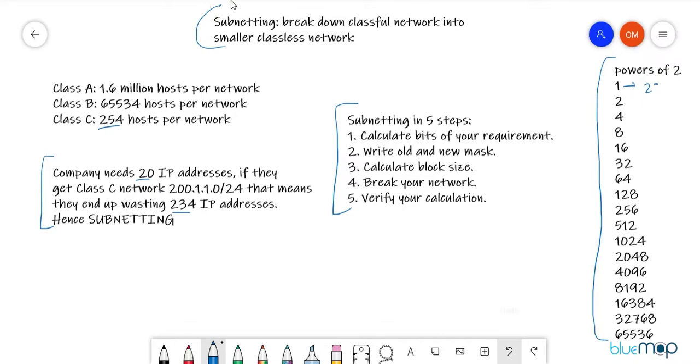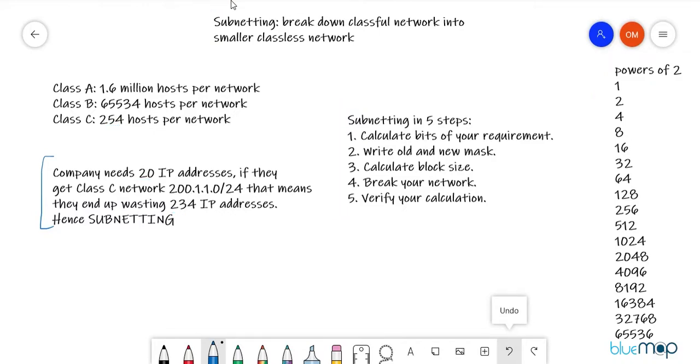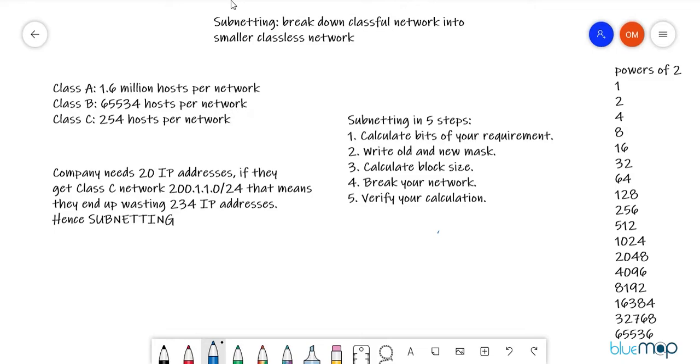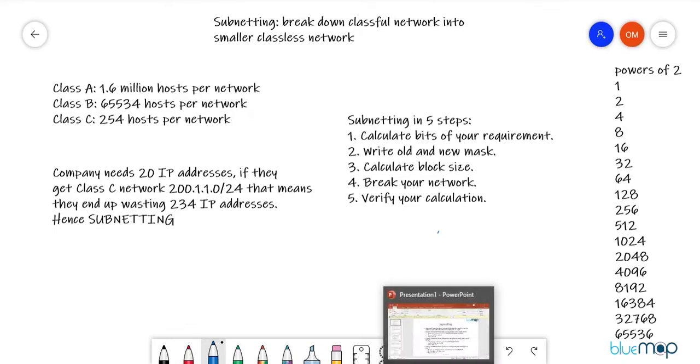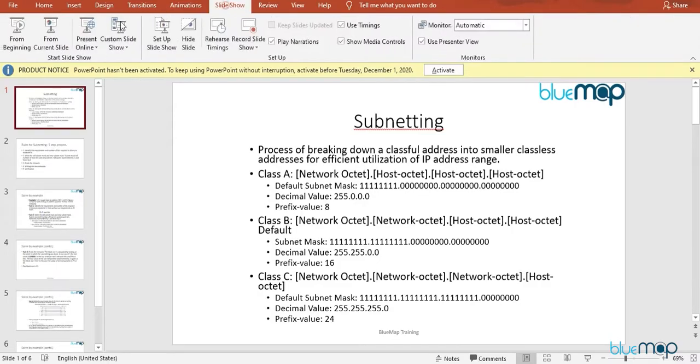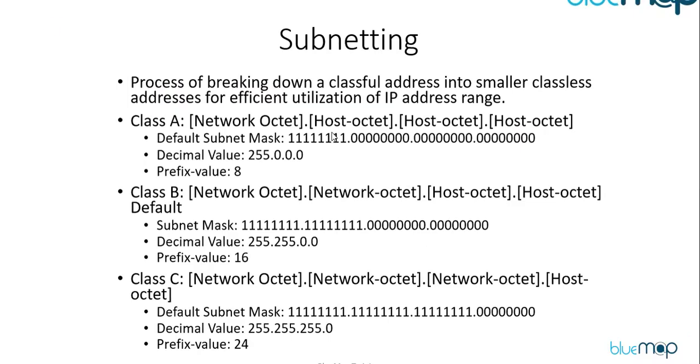So let's clear the screen and get back to our PPT. In the PPT, I'll be explaining subnetting by example, and we'll be solving a few examples as well. So let's put this to slideshow. Now, subnetting, a process of breaking down. I've already explained the definition. I have written down class A, class B, and class C address breakdown over here. So how class A is written, it has 1 network octet and 3 host octets.